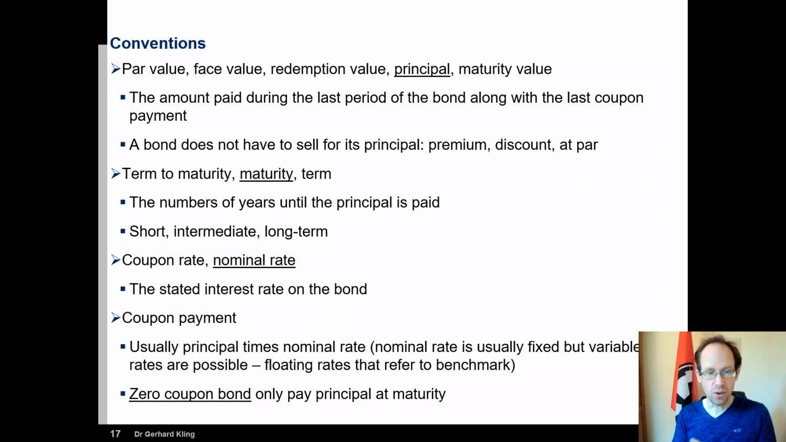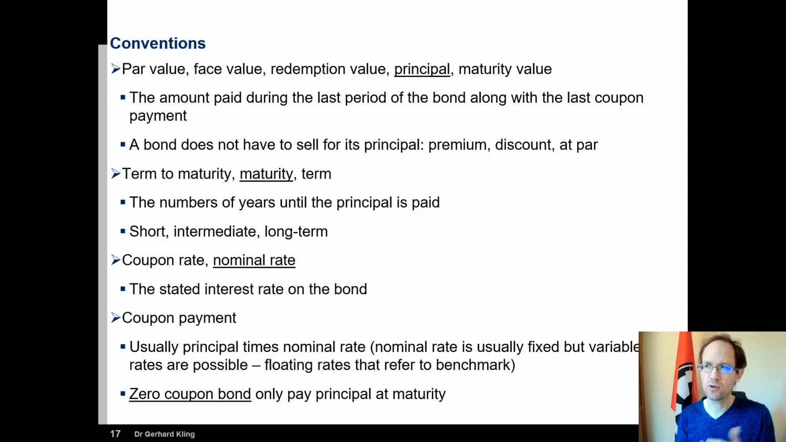Then there are some bonds that do not have any coupon payments throughout the life of the bond, only a repayment at the end of the life of a bond. So at maturity, these bonds would pay a principal, and the interest is implied by the price of the bond when the bond is issued. These are so-called zero coupon bonds.